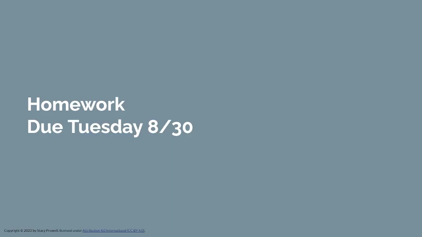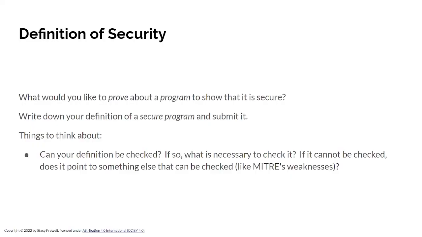All right. Whew. So there's homework. It's due on the 30th. And that homework is for you to give me a definition of security. Think about what you would like to prove about a program in order to say that it's secure. Right? So you write this code, and you can give me the context for which you're writing it. But I want you to think, what would it mean for this to be secure in this context? And what would that be? So tell me the context, and then tell me what your definition of security would be.